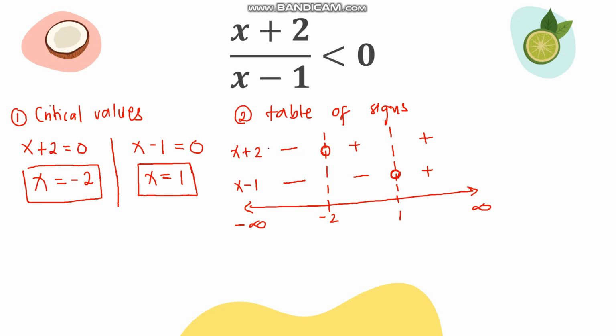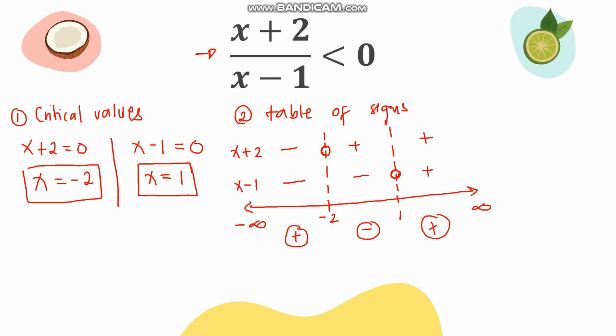Now, after identifying the table of signs, we have to identify what will be the sign if we will be dividing the two expressions, because take note, we're dealing with a rational expression. If the numerator is negative and the denominator is negative, negative divided by negative will give us a positive answer. If the numerator is positive and the denominator is negative, that will give us a negative answer. If the numerator is positive, you divide it by a positive denominator, that will give you again a positive answer.